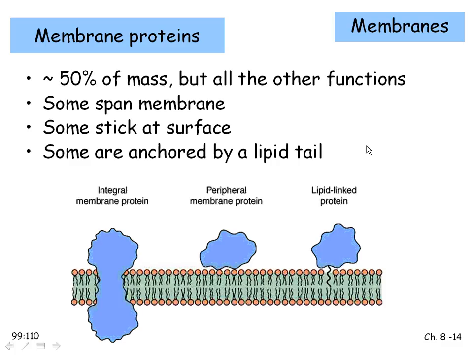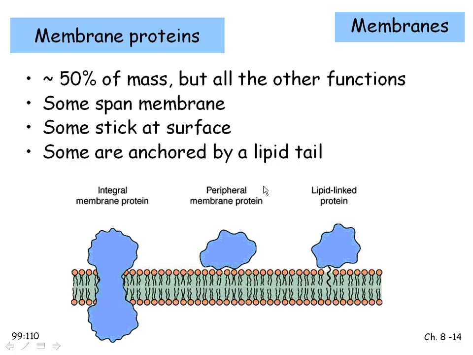So the barrier function of being able to exclude stuff is due to the lipid bilayer. The self-healing character is due to the lipid bilayer. The spontaneous assembly is due to the lipid bilayer. But the rest of the stuff that membranes do can only happen if there is some protein in it that can confer those functions on it.